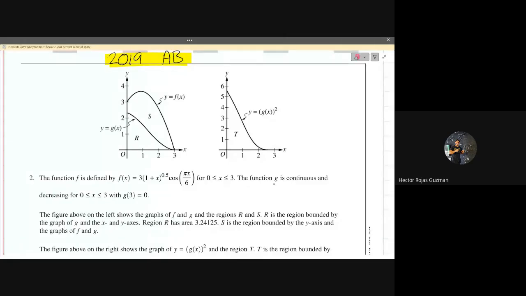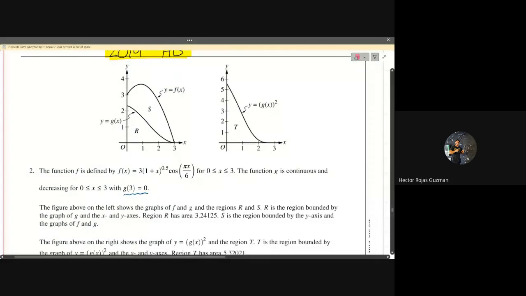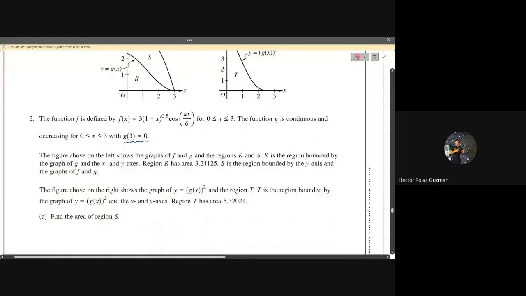Then we have a mystery function g. We just know that it's continuous and it's decreasing from 0 to 3. And we also know that g of 3 is equal to 0. The figure above on the left shows the graphs of f and g. We have region R, region S.